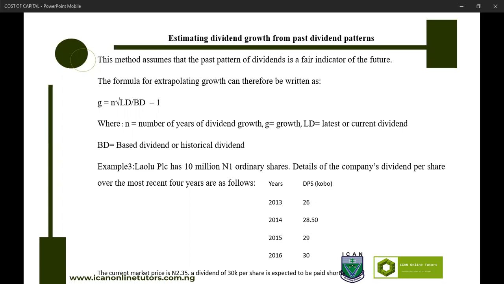So with this formula, we can determine the growth in dividend if we have all this information available. And what is the information? We need the number of years that the dividend growth rate will occur. We need the current dividend, and we also need the base dividend, which is also known as the historical dividend. So these are the information that we need for us to make use of the formula method to determine.